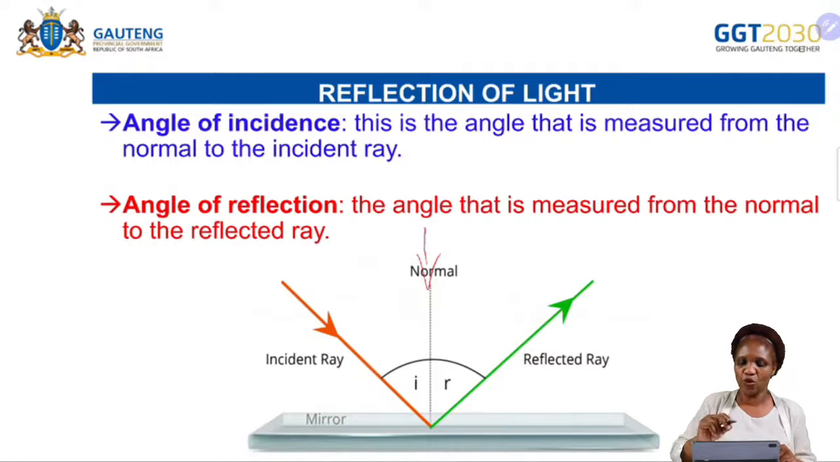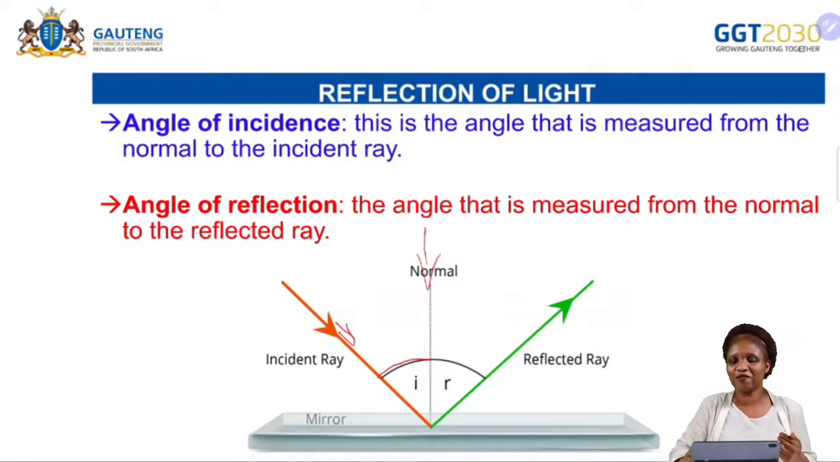And then we are looking at the angle of incidence. This is the incident ray. And then we are looking at this angle from the incident to the normal. Okay, incident ray to the normal. This is the angle of incidence. And then the angle of reflection.